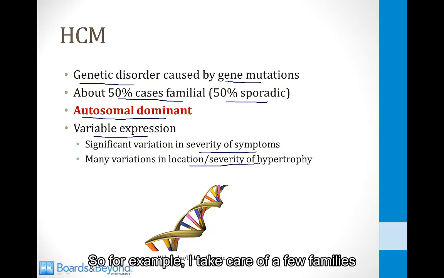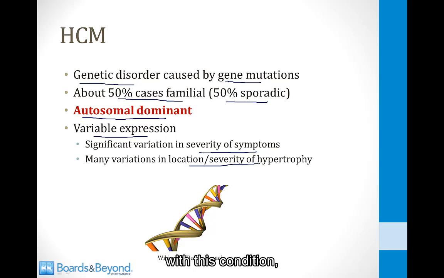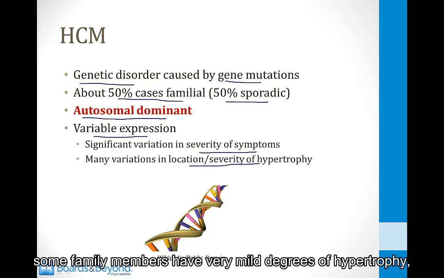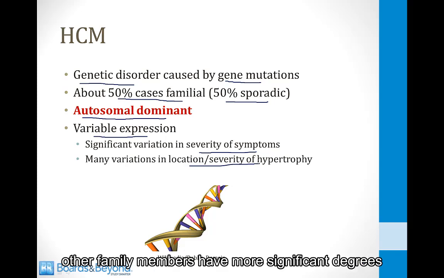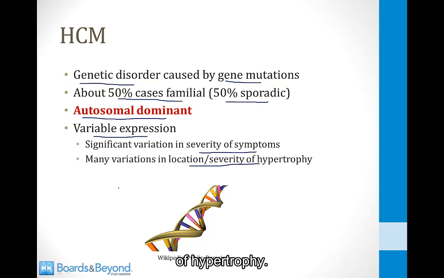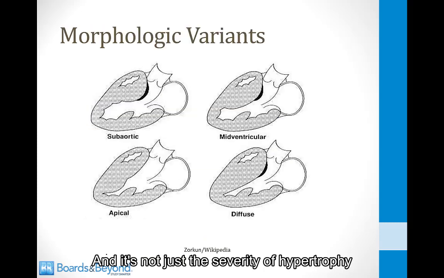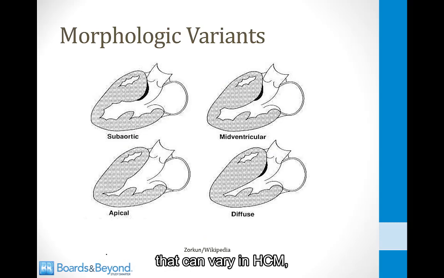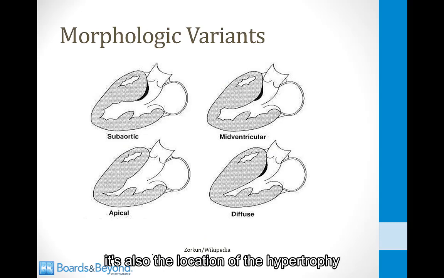So, for example, I take care of a few families with this condition. Some family members have very mild degrees of hypertrophy. Other family members have more significant degrees of hypertrophy. And it's not just the severity of the hypertrophy that can vary in HCM, it's also the location of the hypertrophy that can vary from case to case.